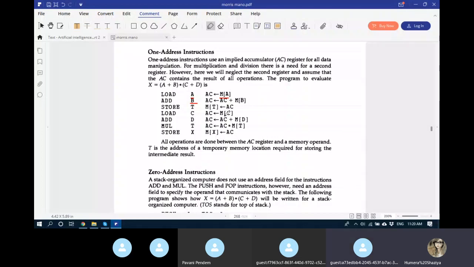the memory contents with address C into AC. Add D means you are adding AC plus memory M of D. Multiply T means you are multiplying AC with M of T. And store X means M of X is equal to AC. Whatever is there in AC, you are storing into M of X. This is a one address instruction.